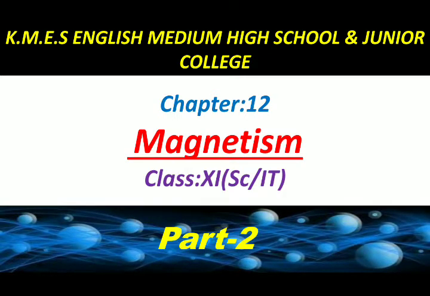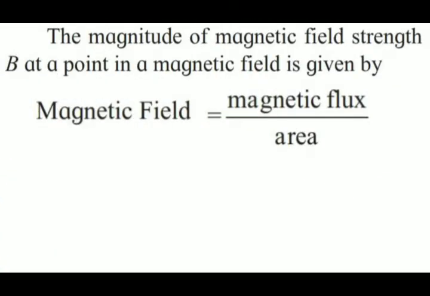we have seen the basic formula of magnetic field strength, that was nothing but magnetic field is equal to magnetic flux per unit area. Now, what is magnetic flux? Yes, magnetic flux, I had already explained you, that is the number of lines of force. It is called as magnetic flux.